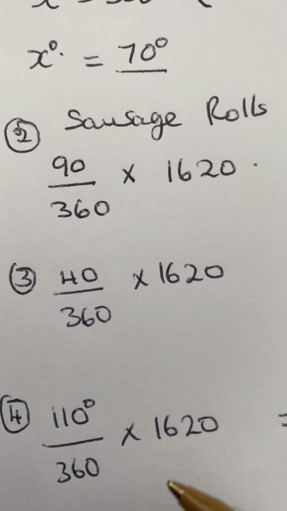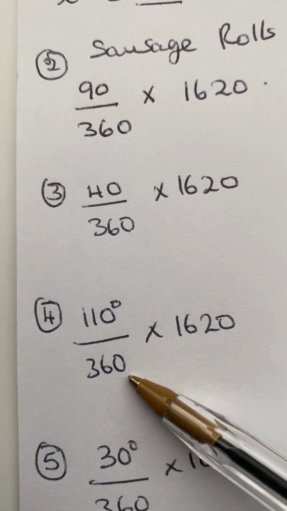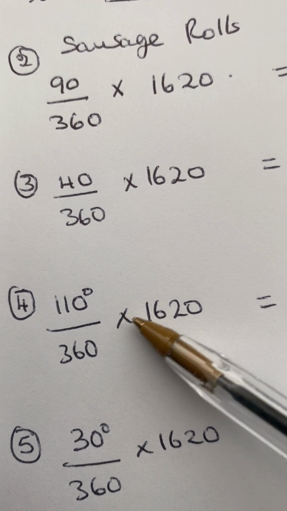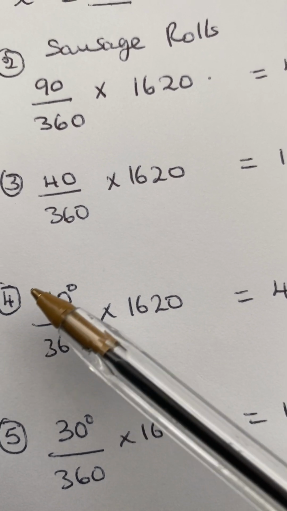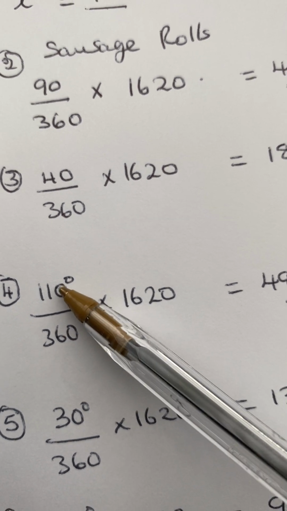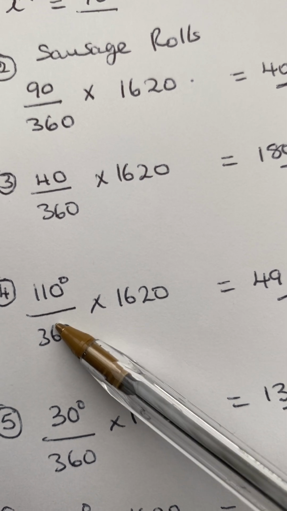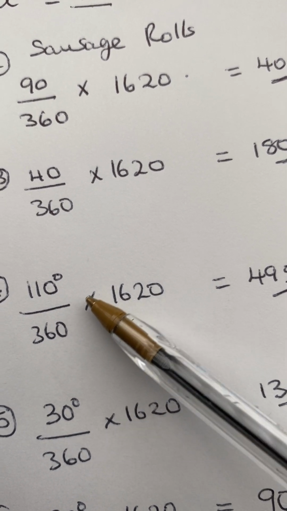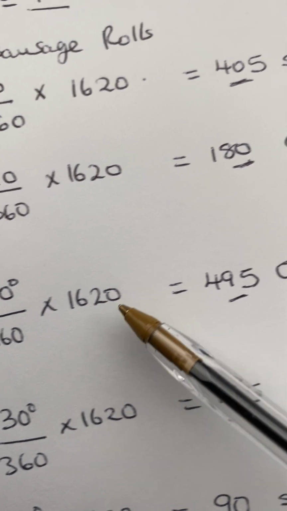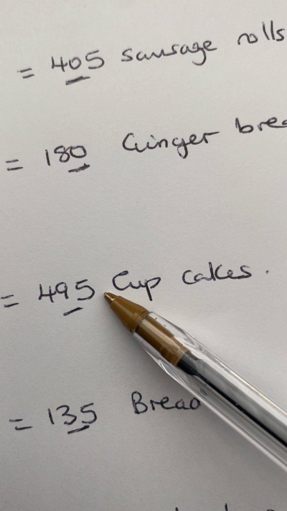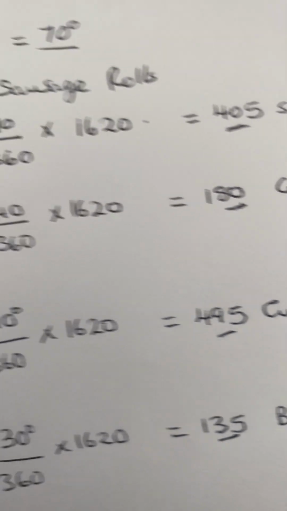Okay, so here again, 110 degrees divided by 360 times 1620. When you do this on the calculator, 110 divided by 360, whatever you get, you times by 1620. You get 495 cupcakes. Okay, that is question 4.